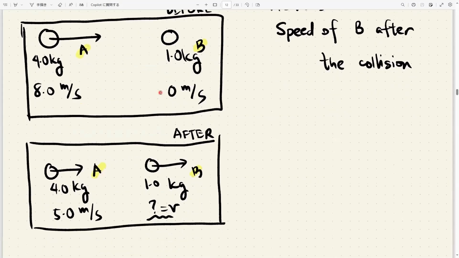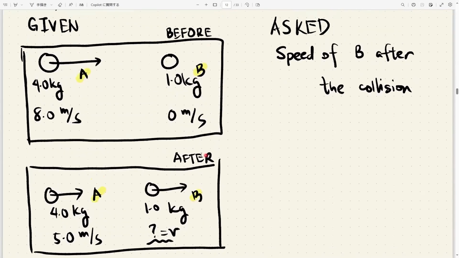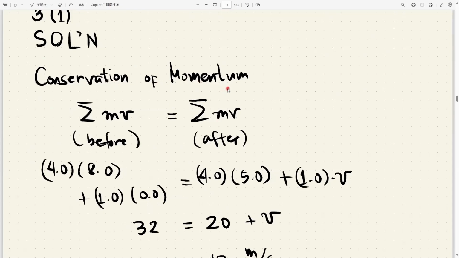After the collision, we know that the first object, object A, is now moving at 5 meters per second. So originally it was 8 meters per second. Now it collided with B. It's now moving at 5 meters per second. We want to know what is the speed of B after the collision? To solve this, we use the conservation of momentum.